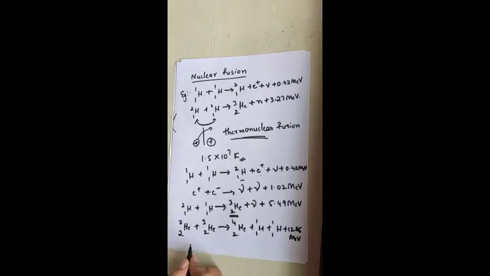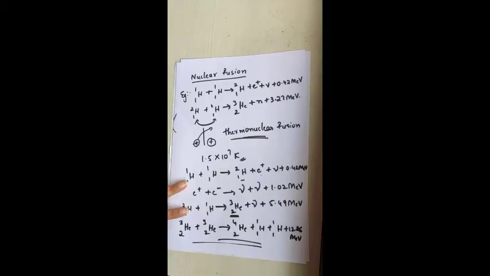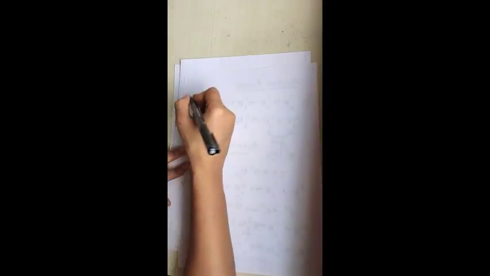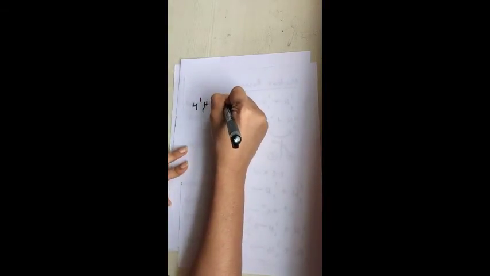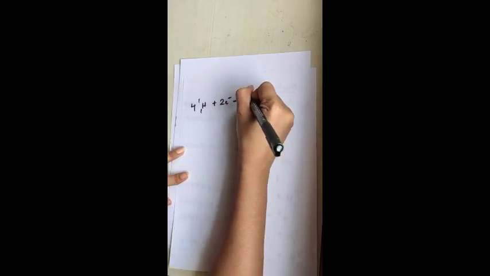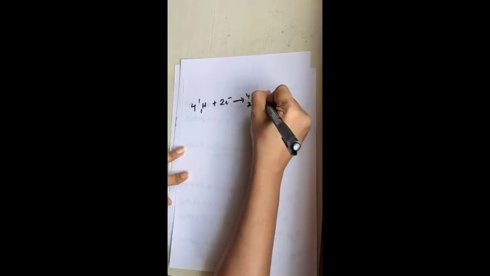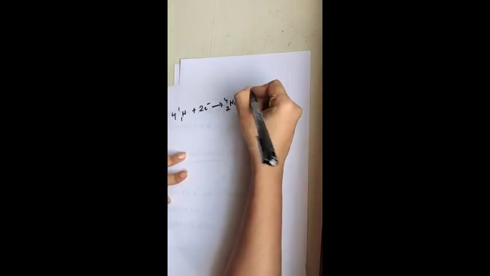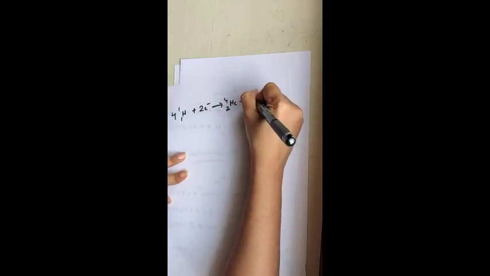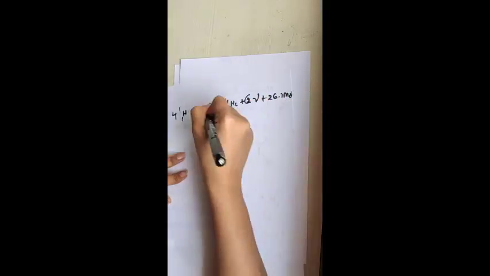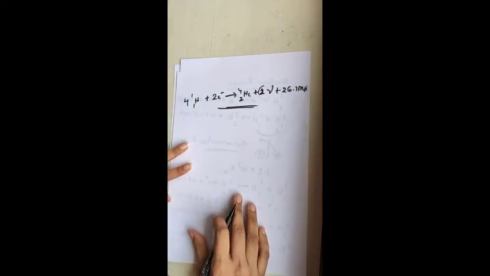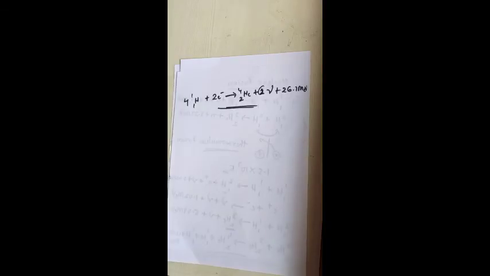Now, in order for this reaction to take place, these first three reactions must occur 2 times. Then finally we get the last reaction to be 1H1 plus 2 electrons giving rise to 4He2 plus 6 gamma photons plus 26.7 mega electron volt of energy. This is the final equation that takes place in the case of fusion in the sun.